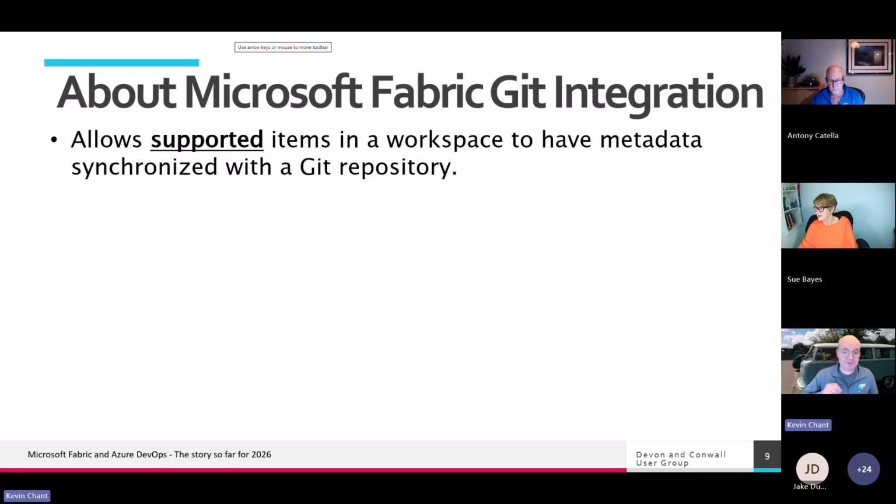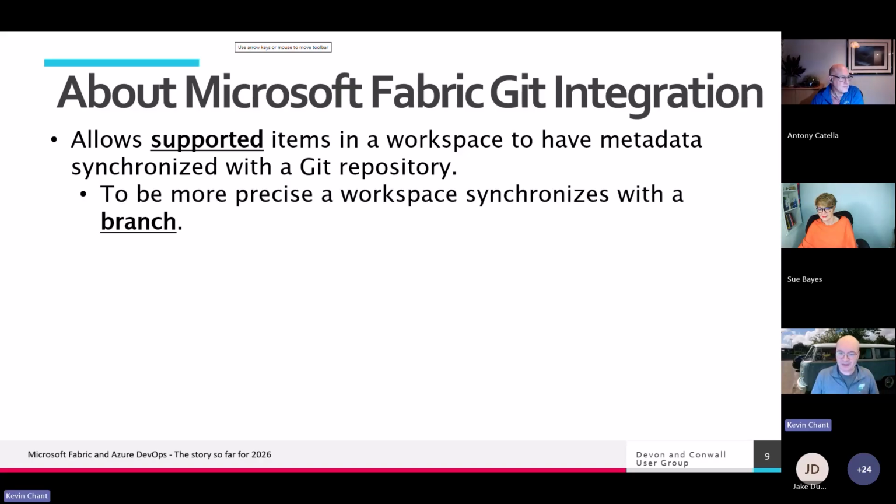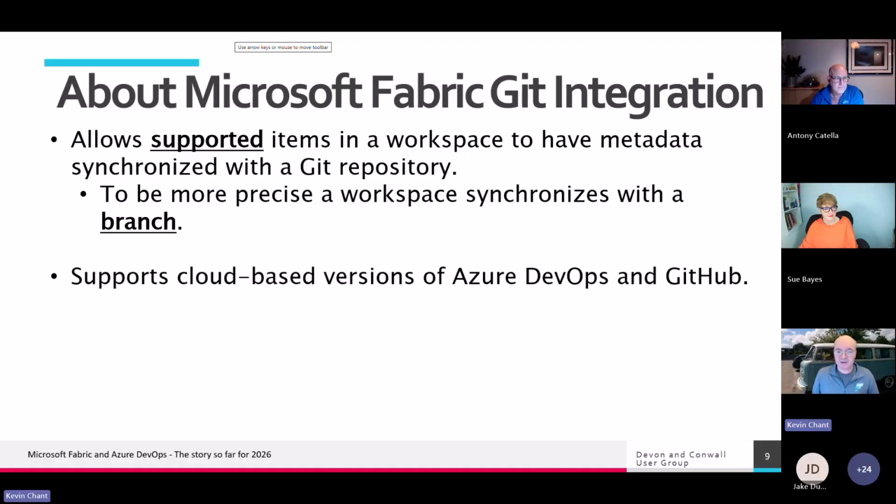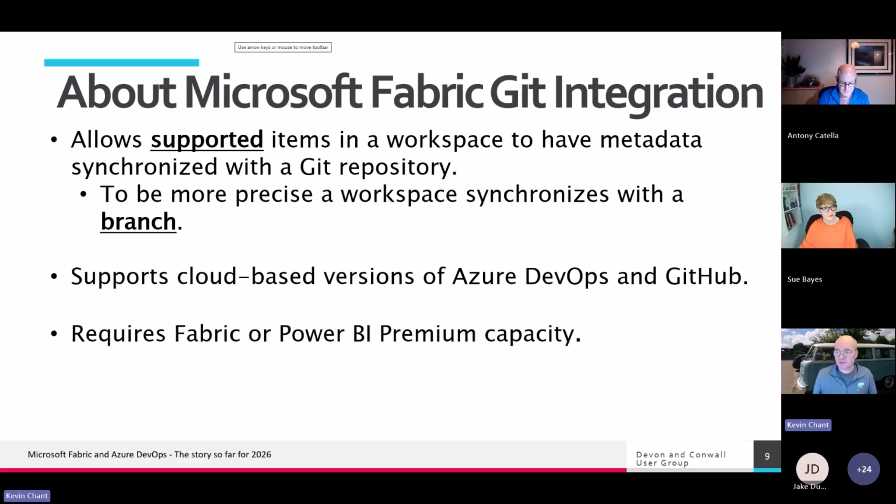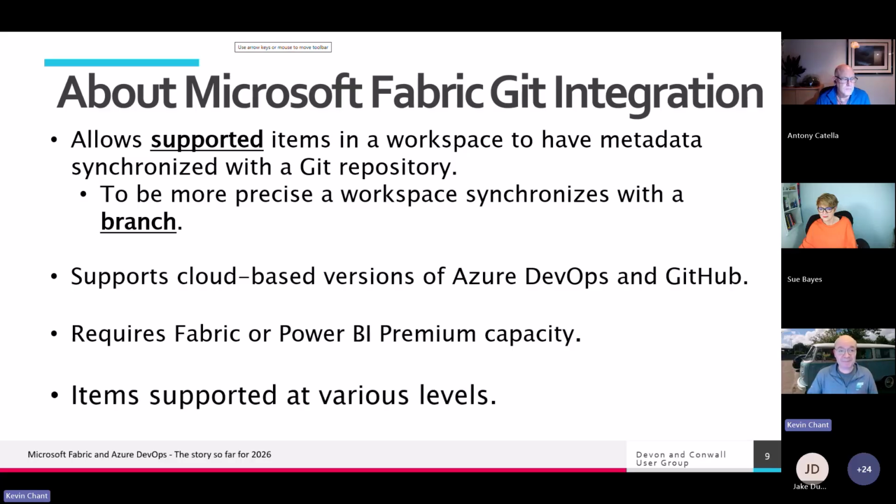So about Fabric Git integration, it allows supported items to have metadata synchronized with a Git repository, not the data in items themselves, just the metadata. To be more precise, with a branch in a Git repository, so you can create multiple branches and have them set up to connect to different workspaces. It supports the cloud-based versions of Azure DevOps and GitHub, requires a Fabric or Power BI premium capacity, because obviously people still use Power BI premium capacities in the workplace, at least at this moment in time.